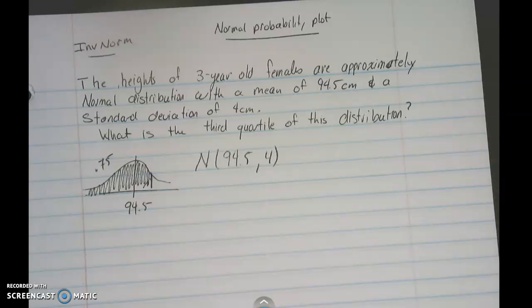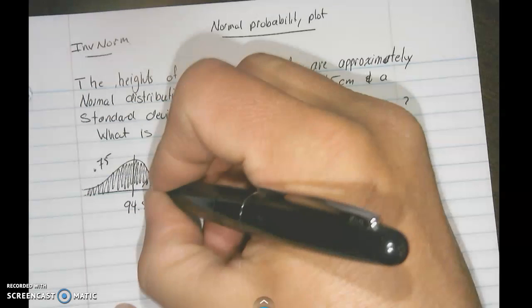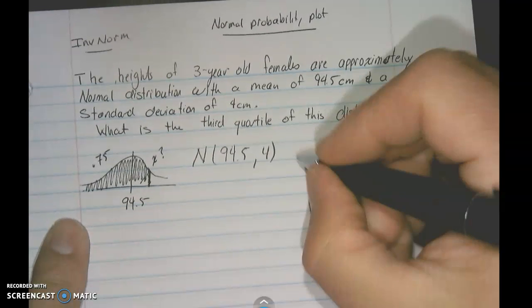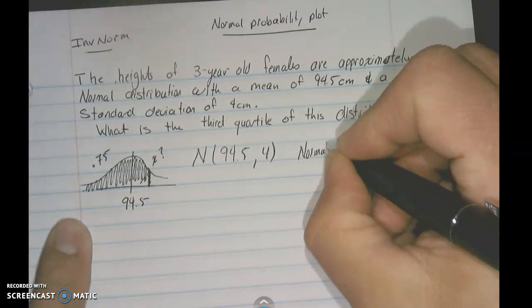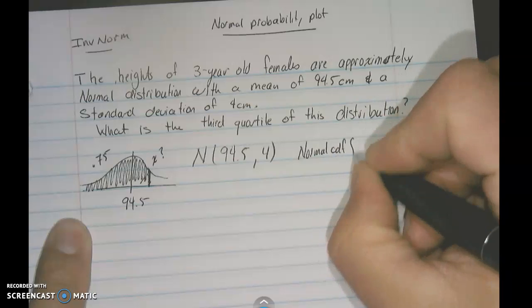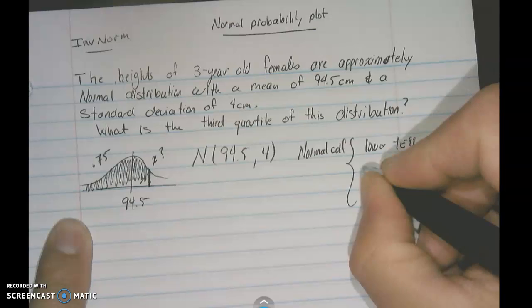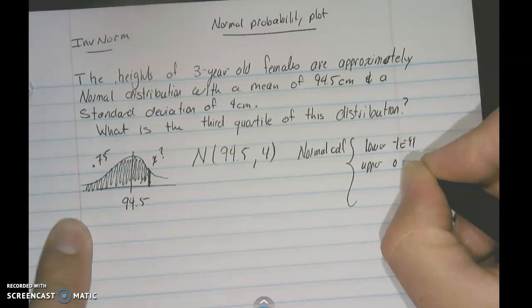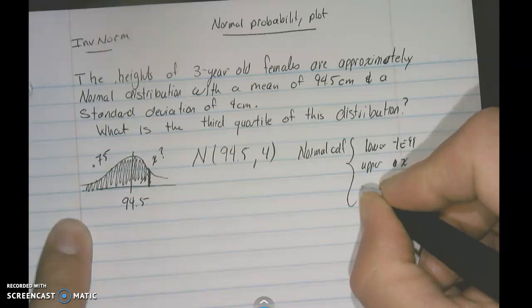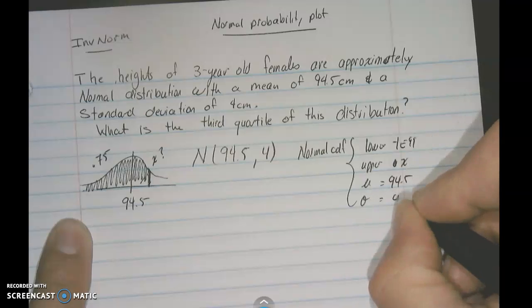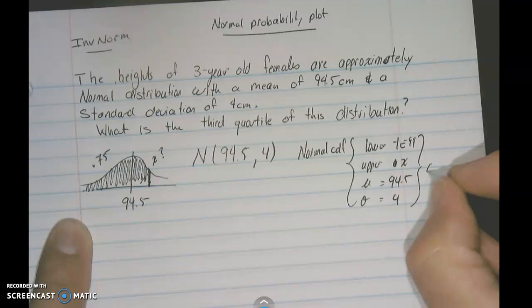Because what we would have done before is we would have used our normal CDF. We would have put in this value right here, which is unknown. That would be our lower bound. It would have looked like this: we would have had a lower at -1E99, our upper would have been that X value, our mean would have been 94.5, and our standard deviation would have been 4. And then that would have given us 0.75.